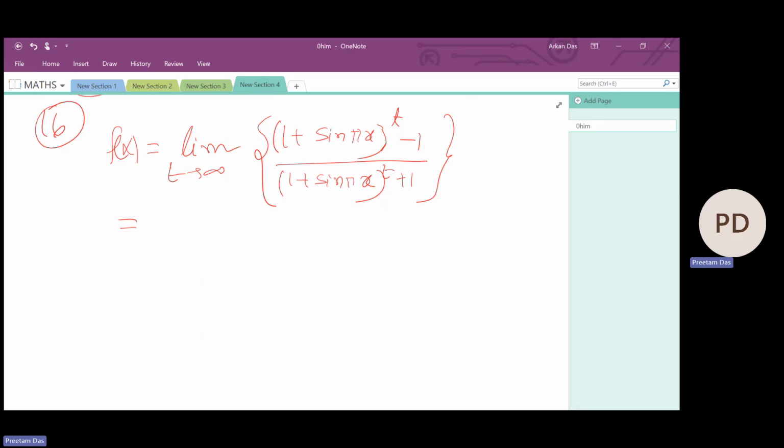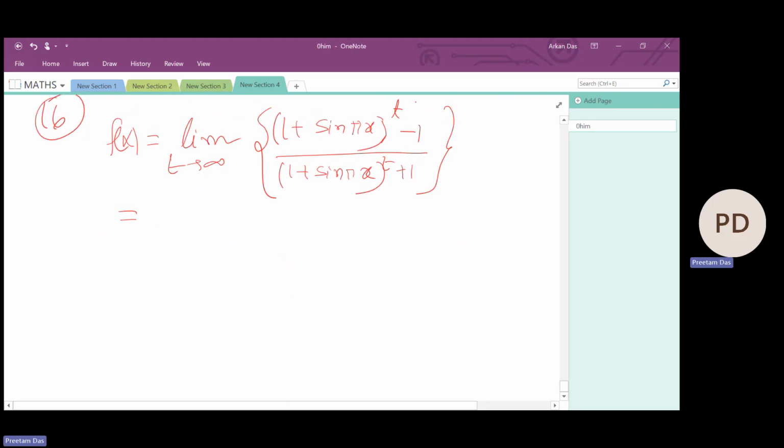and if you tend the power to infinity, any number that is 1 point something raised to infinity will go towards infinity. So how do you solve an infinity by infinity kind of thing? You can use L'Hopital, but since we have powers here, we'll divide this quantity by (1 plus sine pi x) raised to t.